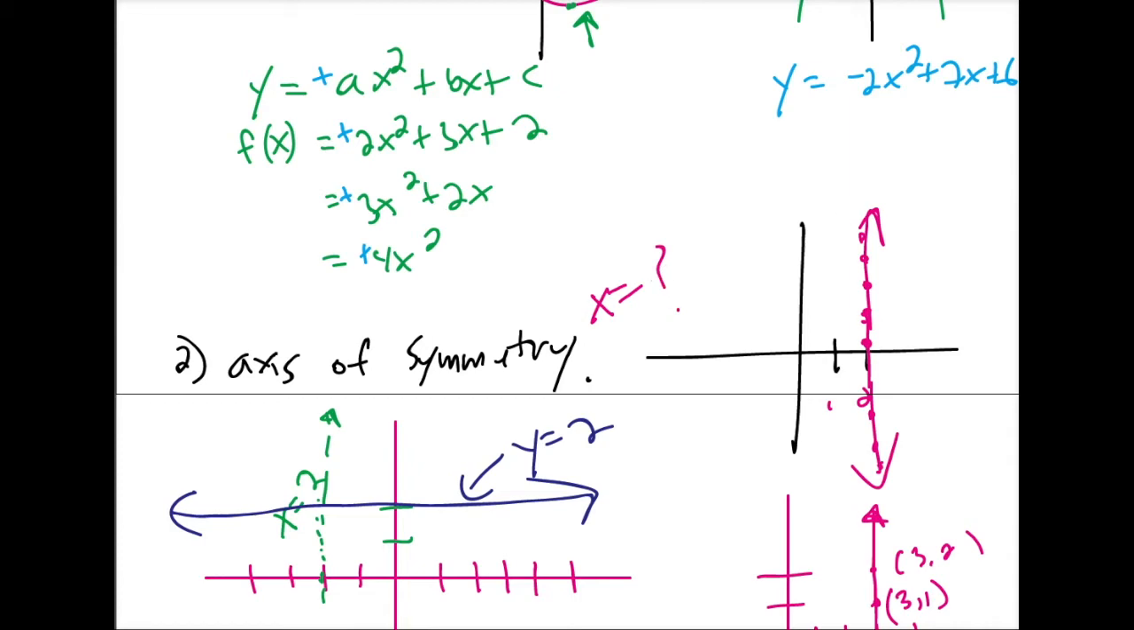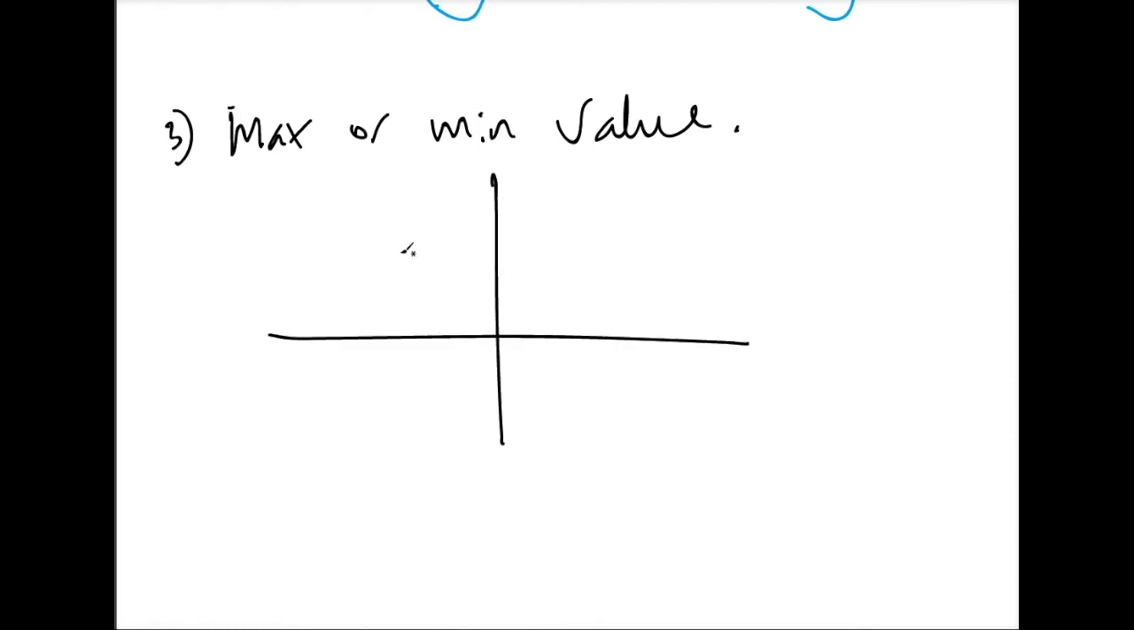Okay. So if you have something like this, and it goes like this, and it goes like this, I guess they want to know the max or minimum value. Let me redo this. They want to know the max or min value. You with me? If it's like this, and you know this point right here is like 2, -3, because it opens up, it has a minimum.